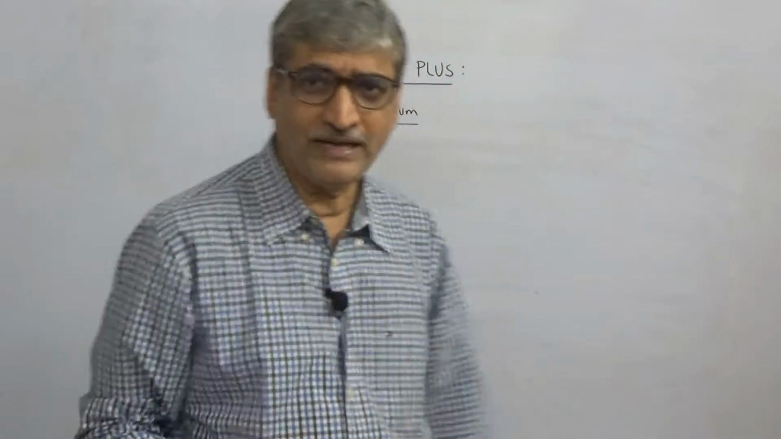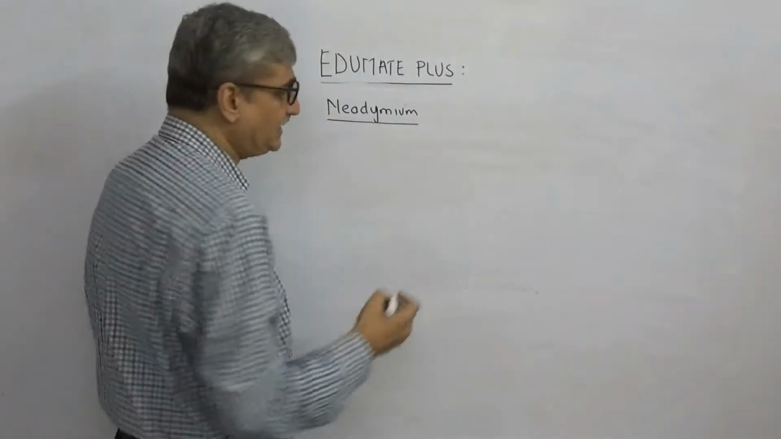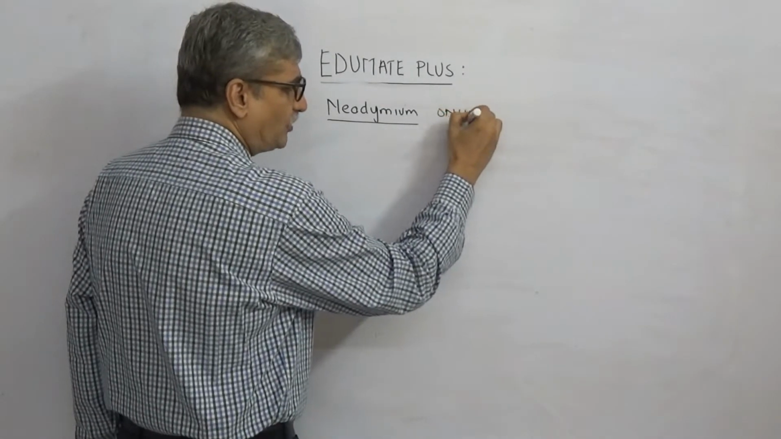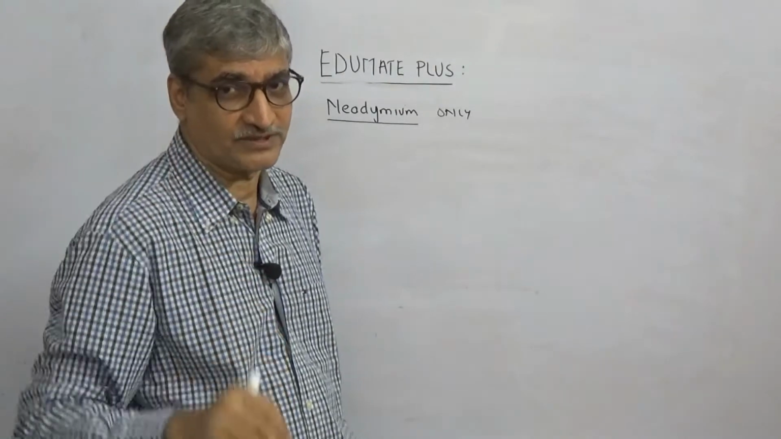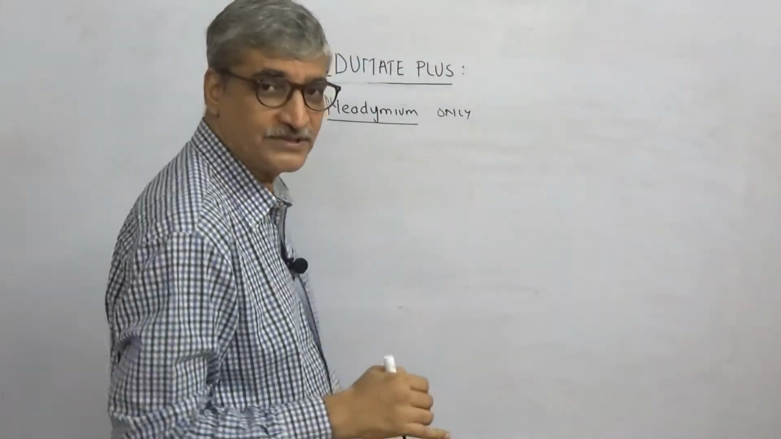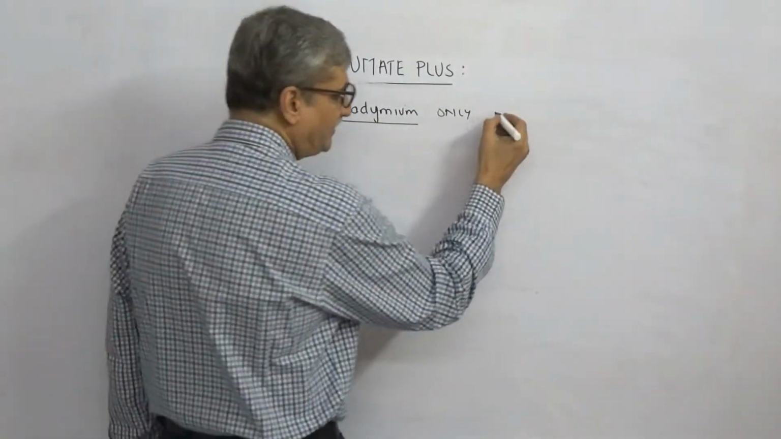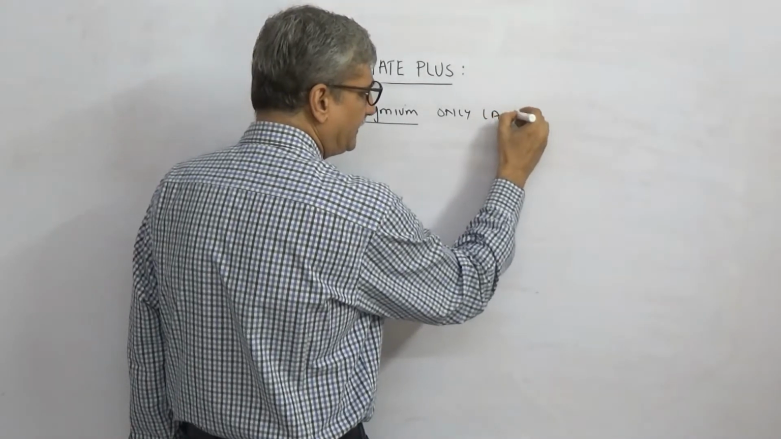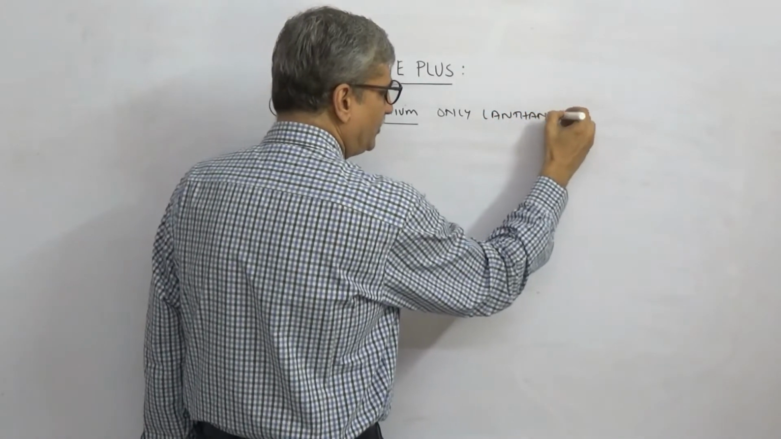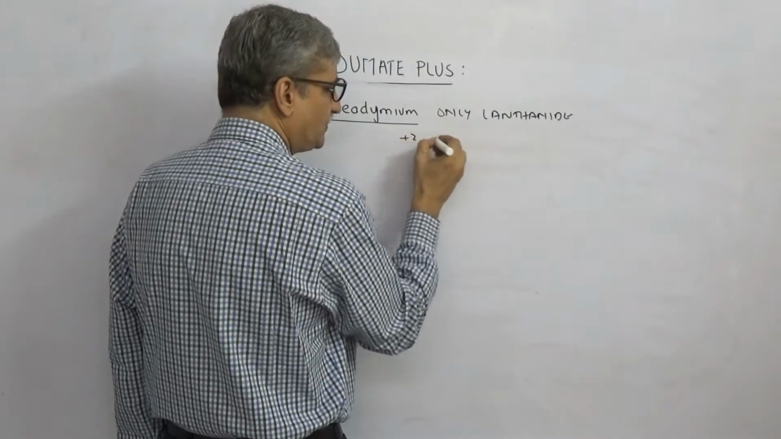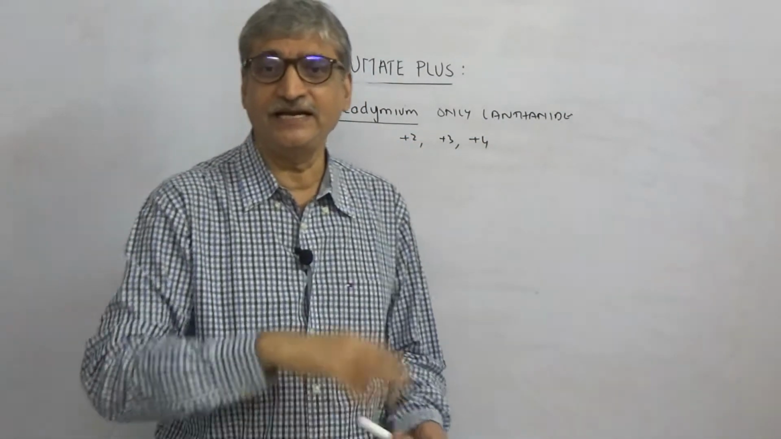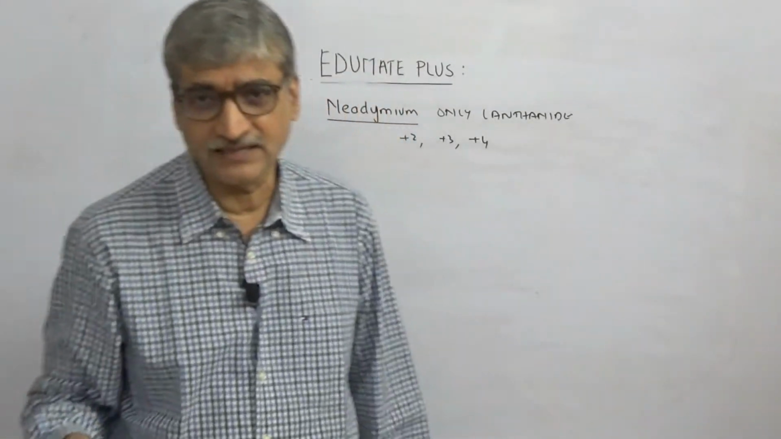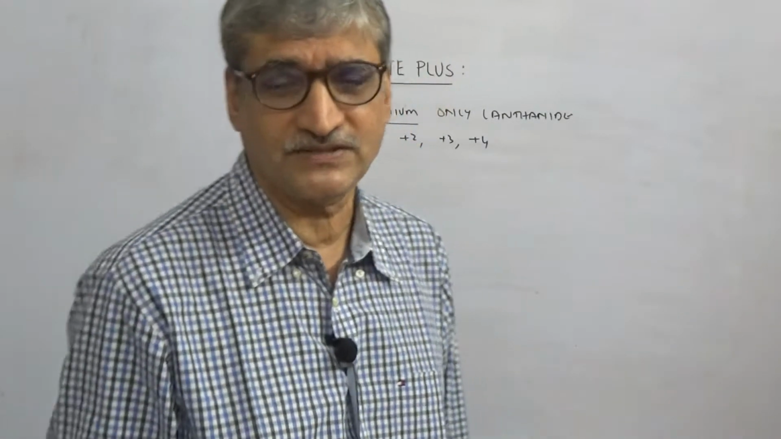So then what about neodymium? That's the fourth question. Indirectly, in this small speech of mine, I have discussed 3 questions which can be converted into MCQs. And this is the last concept. Neodymium is the only lanthanide which shows plus 2, plus 3 and plus 4. So this is an independent multiple choice question: which lanthanide can show plus 2, plus 3, plus 4? It is neodymium.